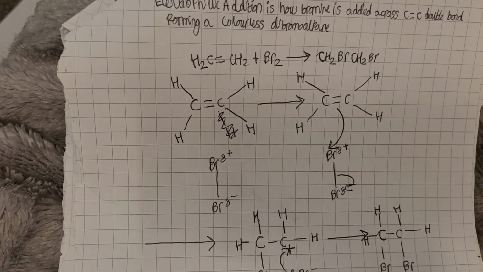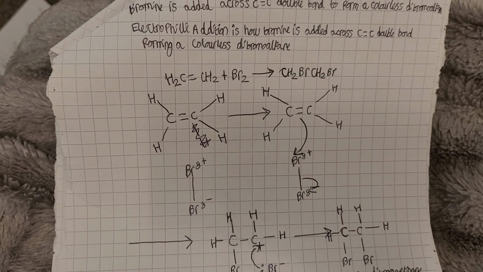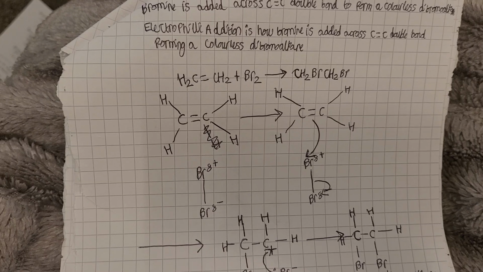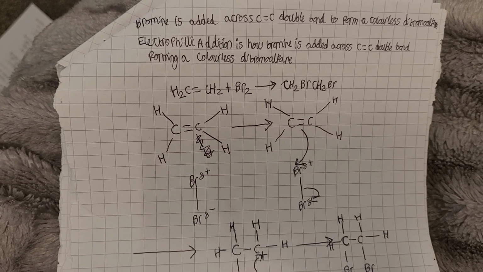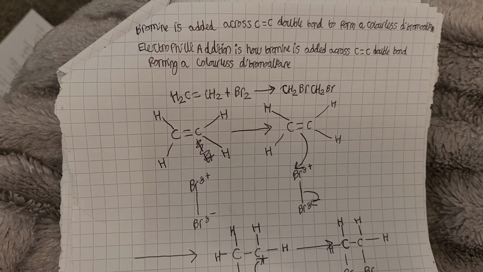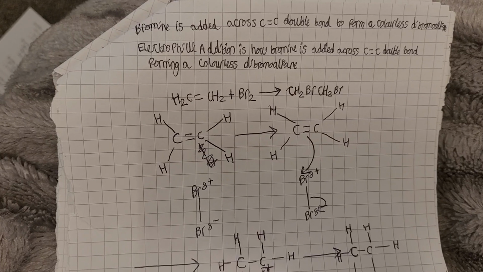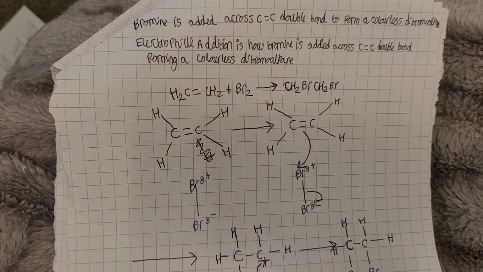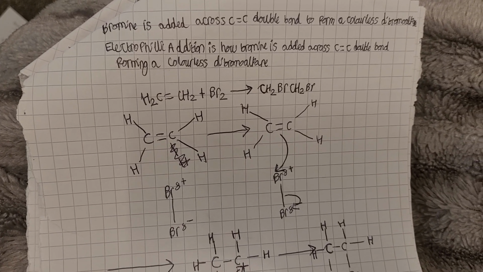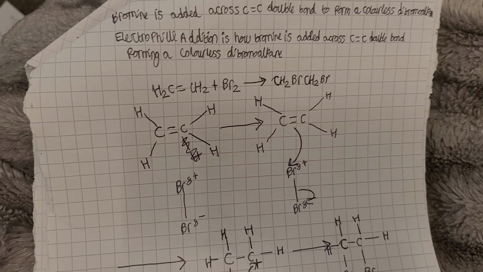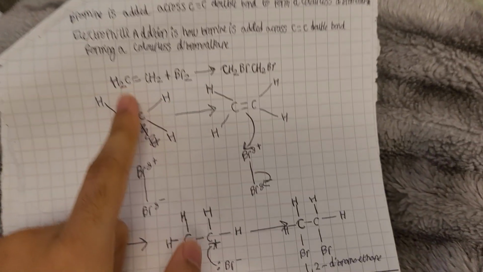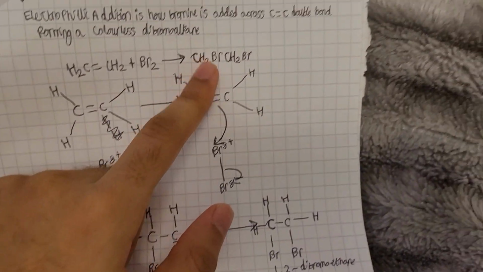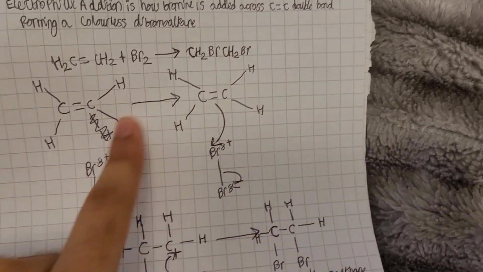Bromine is added across a carbon-carbon double bond to form a colourless dibromo alkane. Now this is an example of electrophilic addition, how bromine is added across a carbon-carbon double bond forming a colourless dibromo alkane. Electrophilic addition. H2C=CH2 plus Br2 gives CH2Br CH2Br.